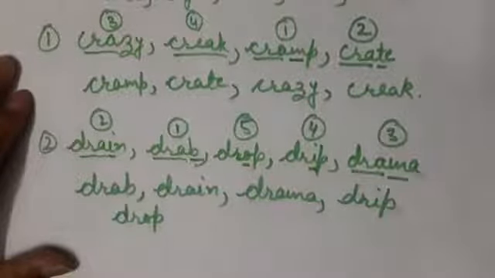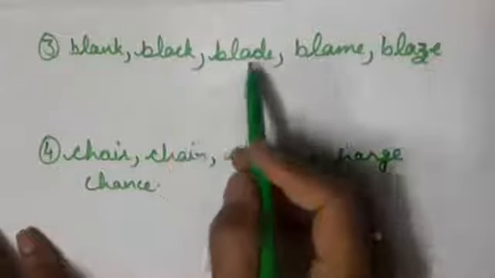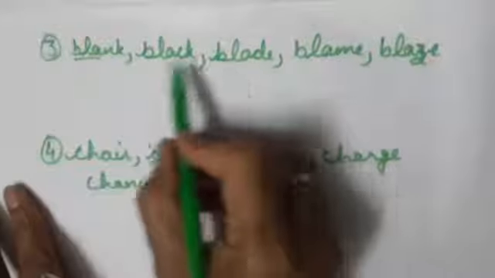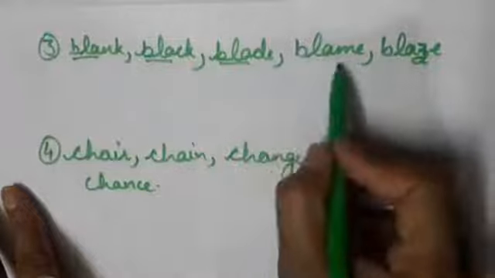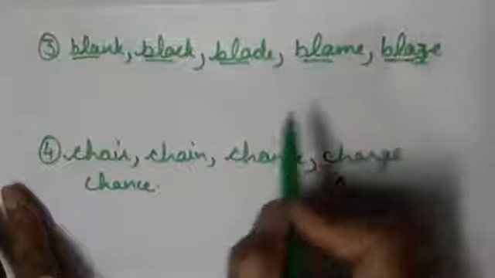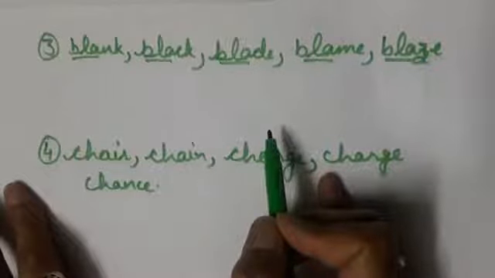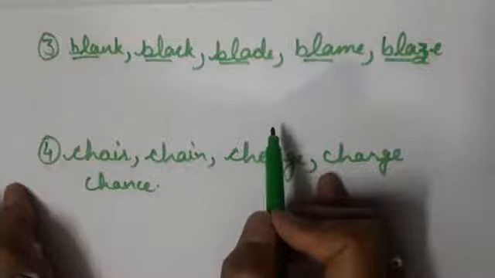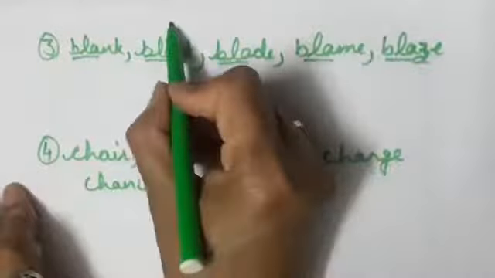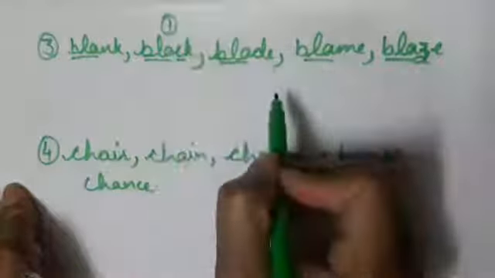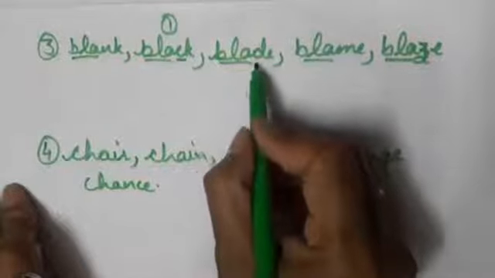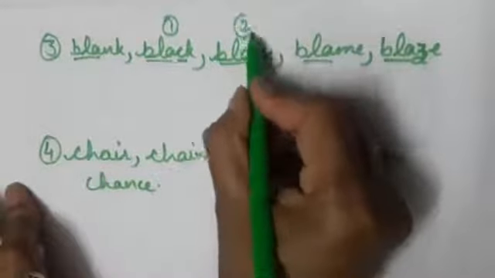Now let's move to the next question, that is third part. So in the third part: blank, black, blade, blame, blaze. You can see the first three letters of each and every word are the same. So we have to check from the fourth letter which will come first. Okay, so here C comes first. This is the first one. Then we will check D will come after C. Then this is the second one.